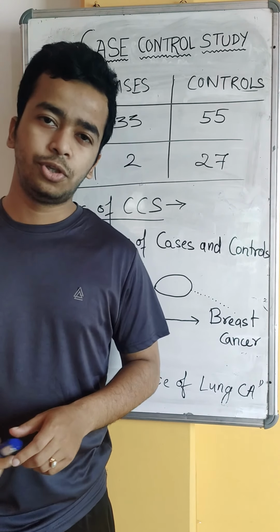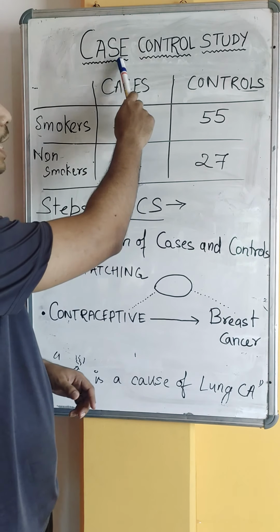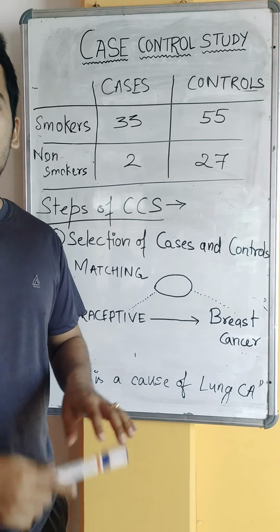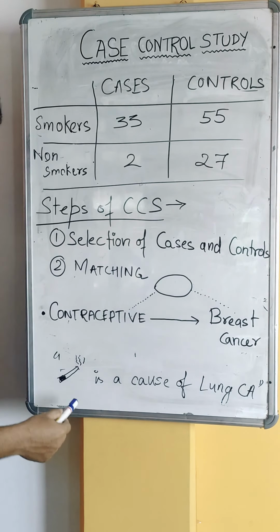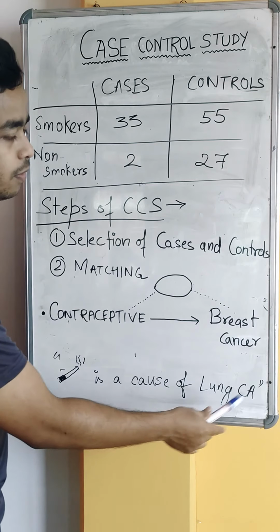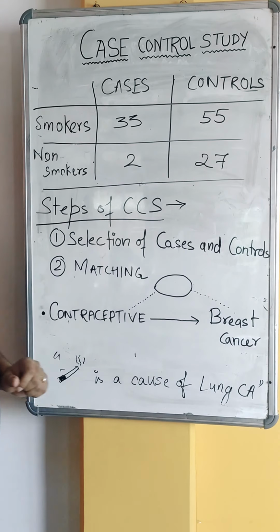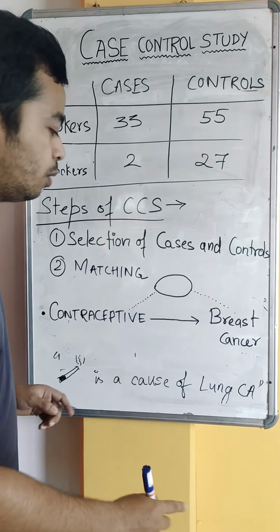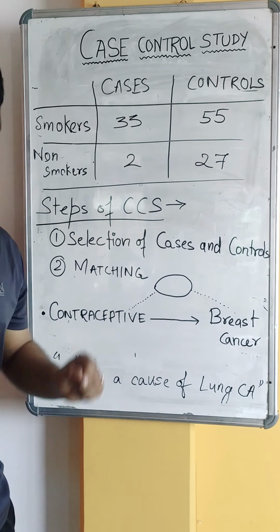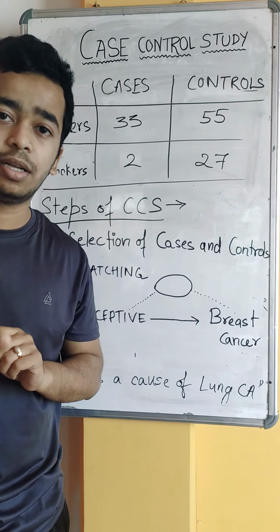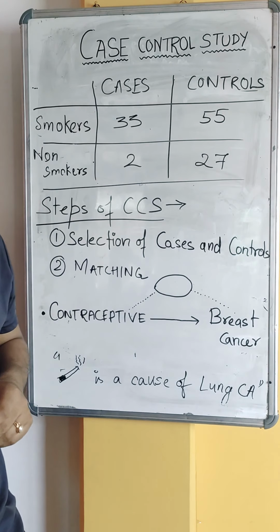Hello guys, so today we are going to discuss case control study. From descriptive epidemiology, we have got a hypothesis: smoking is a cause of lung cancer. We have assumed this hypothesis, right? Now we are going to put this hypothesis into this study to check its validity.